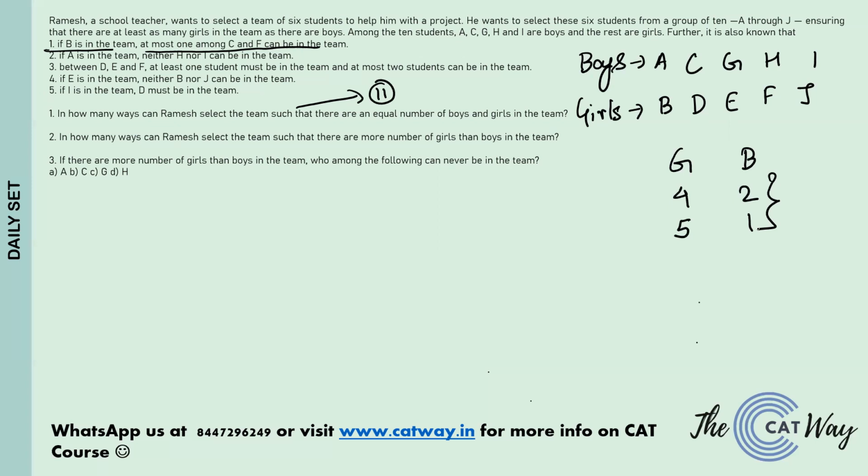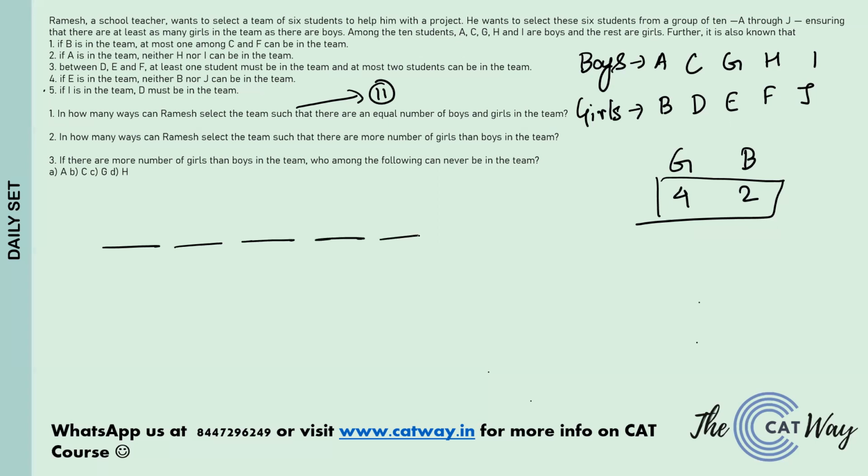If you check this case, 5 girls can never be a part of the team. Why? Because statement 3 says that from DEF at most 2 people can be there. So the case in which there would have been 5 girls and 1 boy is already out. We are left with only one case for formation: 4 girls and 2 boys.